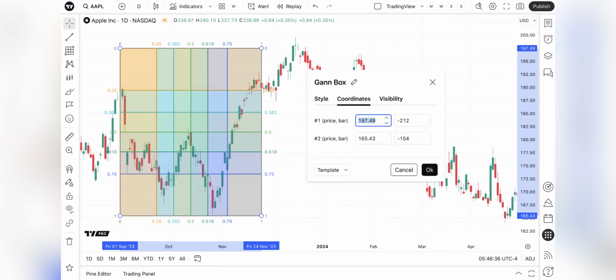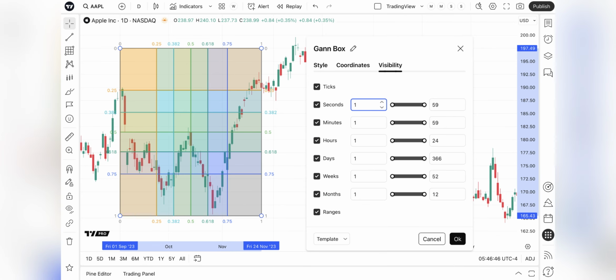The Angles section lets you turn on all of the corner rays that extend from the box, and the reverse option instantly flips the drawing diagonally around its main anchor points. Next, in the coordinate settings, you can position the Gann box with complete accuracy. You can type in the exact bar numbers and price levels for the first point and second point, ensuring the box sits precisely where you want it to be. This is especially useful for traders who rely on exact mathematical placement instead of manual dragging.